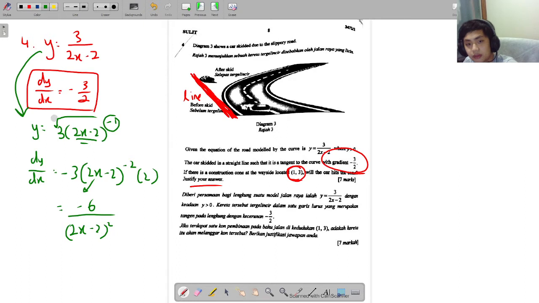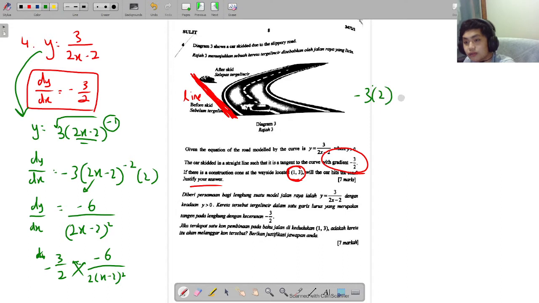So we know that dy/dx is negative 3 over 2, so I'm going to make a relation for it. So negative 3 over 2 equals negative 6 over (2x minus 2) squared, and I'm going to cross multiply. So when I cross multiply, I'm going to get, just going to write it here, negative 3 times 2.